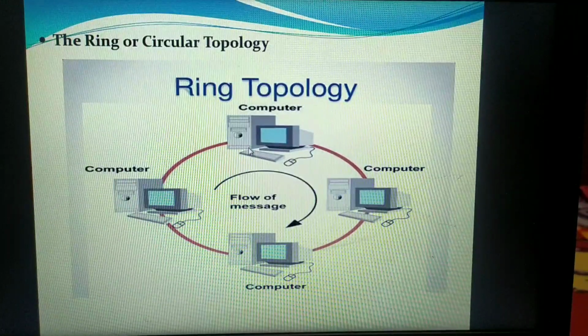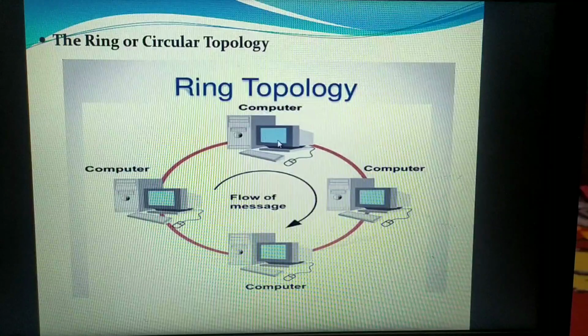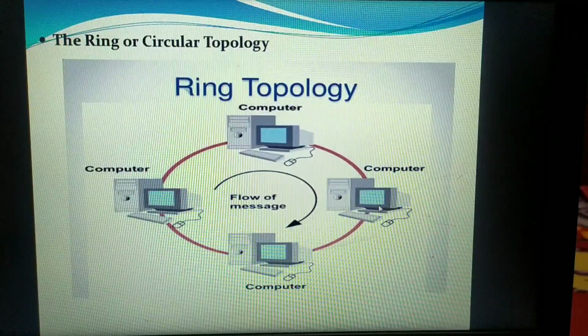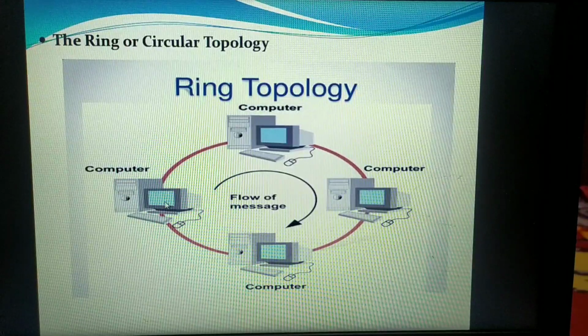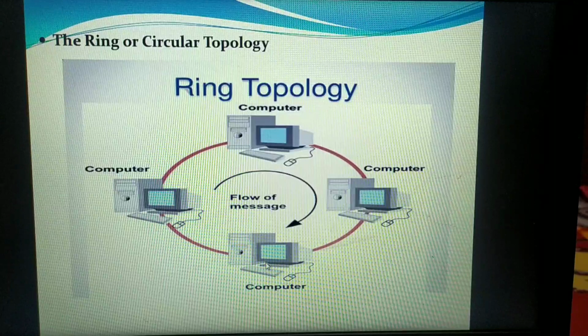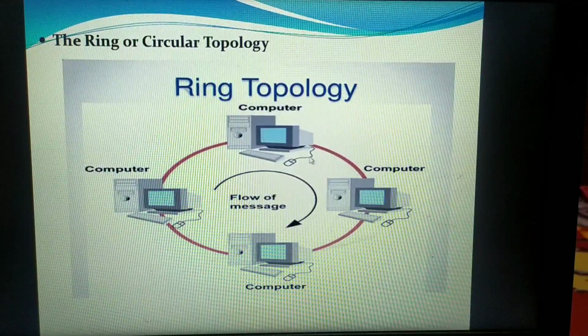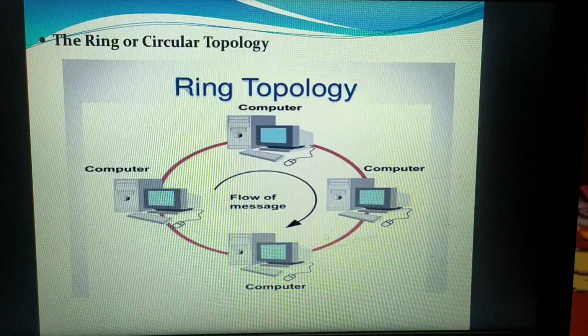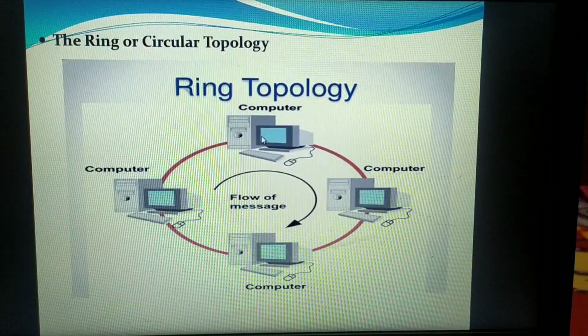In this ring topology, each node is connected to only its 2 neighboring nodes. This node is connected to only its 2 neighboring nodes, this node as well, and this node, and this node is also connected to only its 2 neighboring nodes. So each node is connected to only its 2 neighboring nodes, and the data is transmitted around this ring from one node to another.